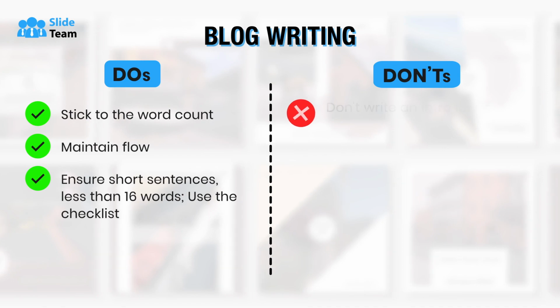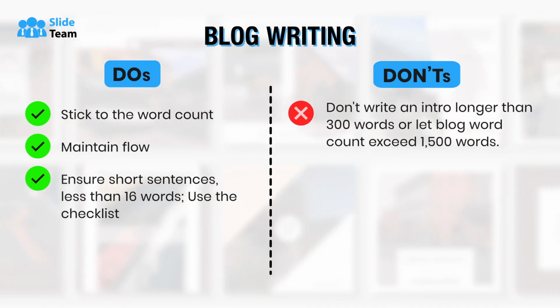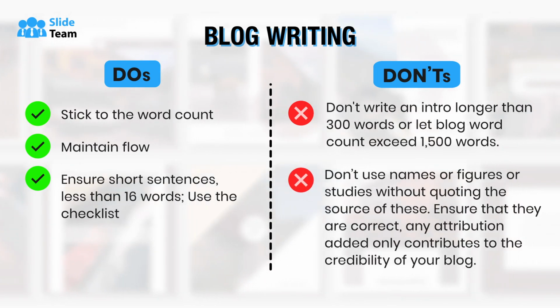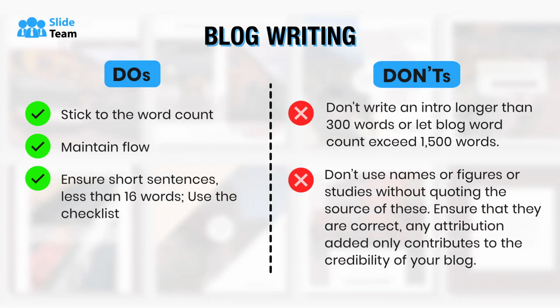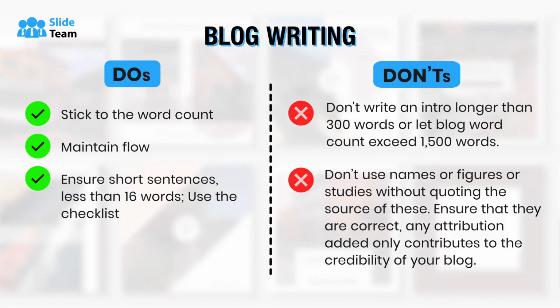After those 3 do's, here come the 3 don'ts that you must follow to ensure that your hard work is rewarded well in the form of the writing of the blog and we publish it ASAP. The first don't is, don't make the introduction longer than 350 words and the blog less than 1500 words. Use no names or figures or studies without quoting them. Ensure that they are correct and any attribution added only adds to the credibility of your blog.